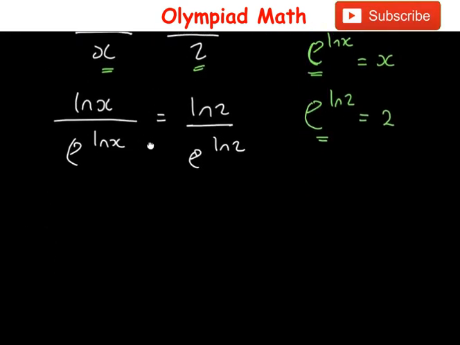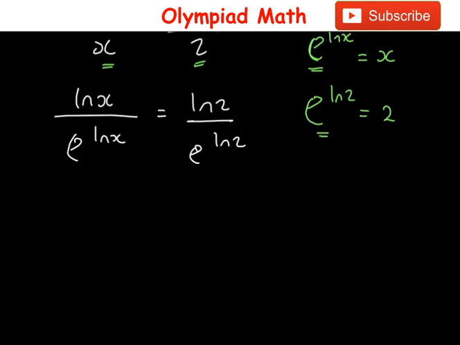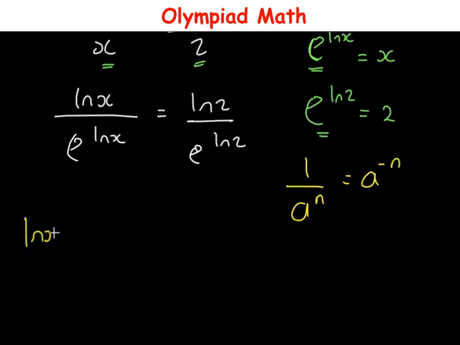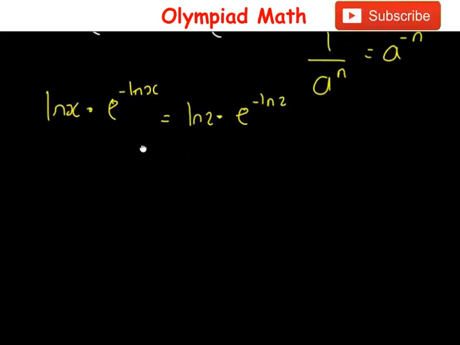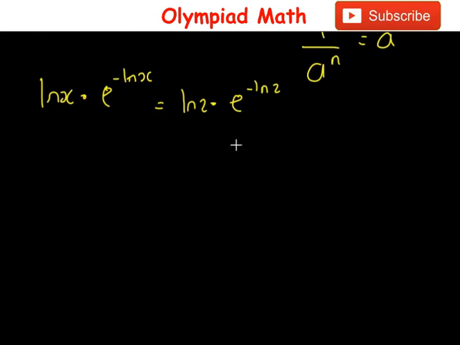So at this junction, making use of this rule of indices, that if you have 1 over a raised to power n, this equals a raised to power minus n. So applying this rule to this equation, this then becomes ln x times e raised to power minus ln x, and this equals ln 2 times e raised to power minus ln 2. Okay, so with this, we are then going to apply the Lambert W function to this equation.